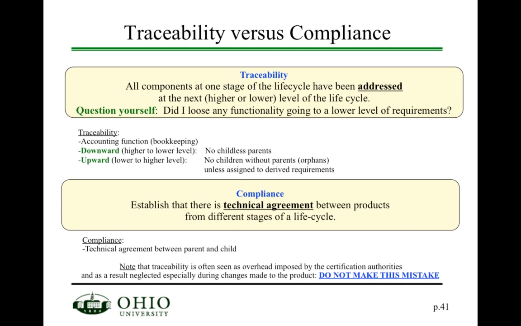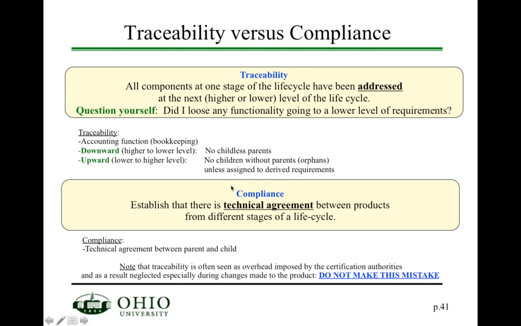Okay. And the question you want to ask is, did I lose any functionality going to a lower level of requirements? If there's a particular system requirement and I can't find anything in my high-level requirements, that means I lost functionality. It means there's no traceability to a high-level requirement. It means it may not be implemented. Okay, so there's downward and upward, bidirectional traceability.